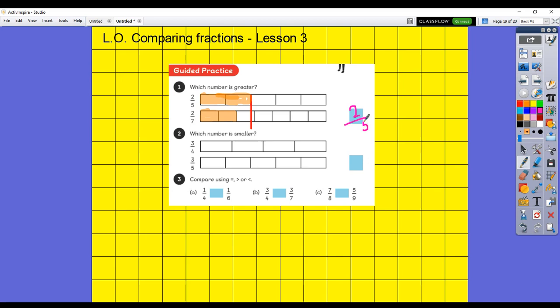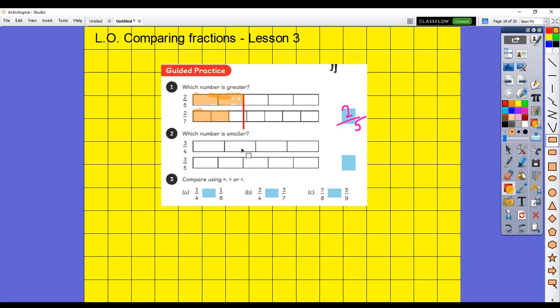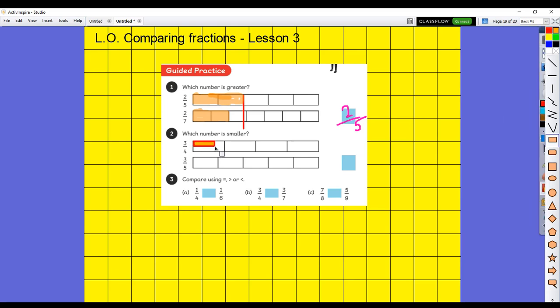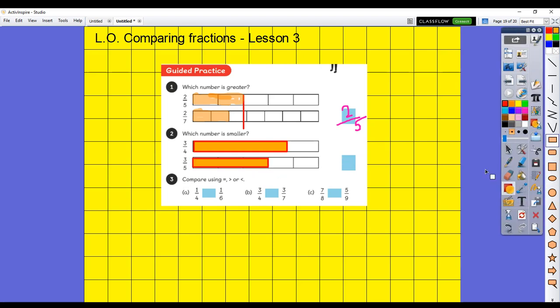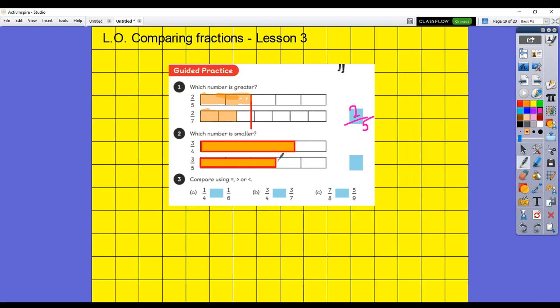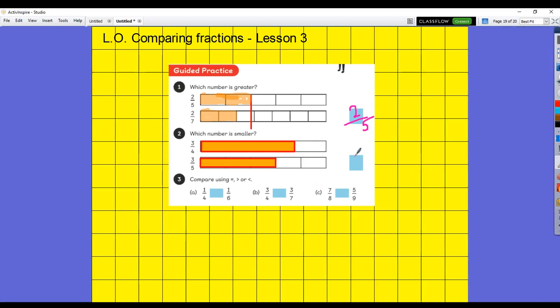Okay, so which number is smaller, 3/4 or 3/5? So let's shade in 3/4 and let's shade in 3/5. So which is smaller? Well, we can clearly see that 3/5 is smaller than 3/4. Okay, so I'm going to write 3/5.